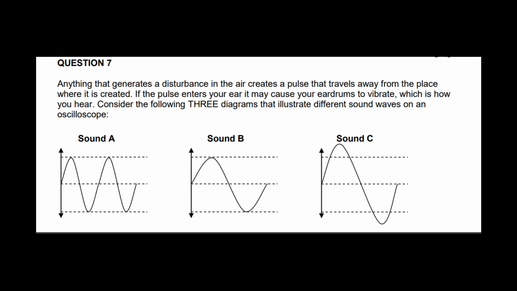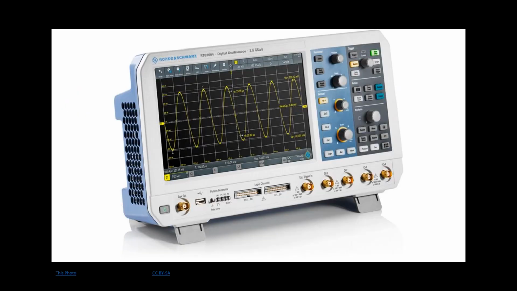When you connect a microphone to an oscilloscope, the microphone picks up the sound, and that sound is converted into an electrical signal, which can then be displayed on an oscilloscope. This is what a typical oscilloscope looks like. It is a device that allows us to capture the shape of a sound wave coming from the microphone.